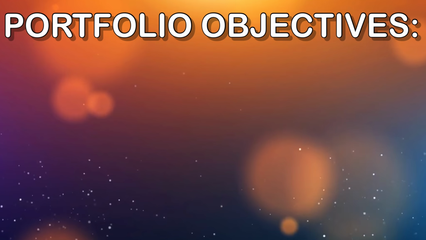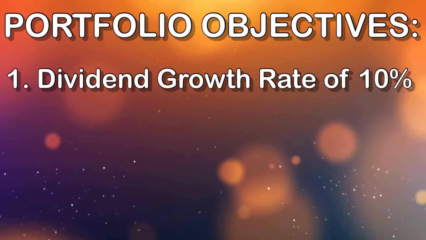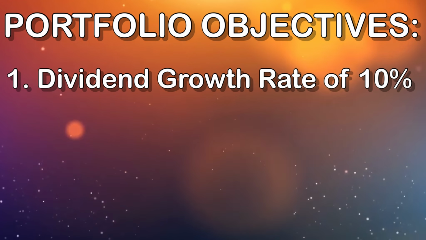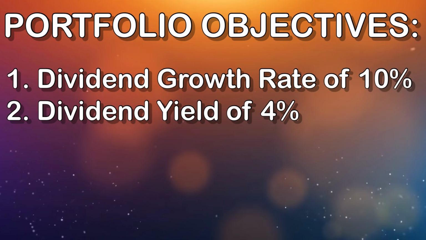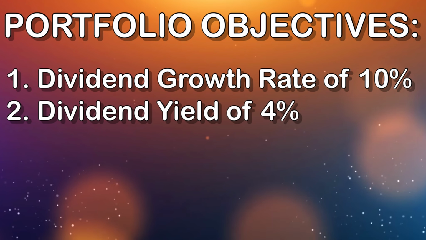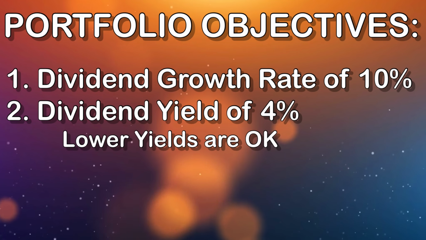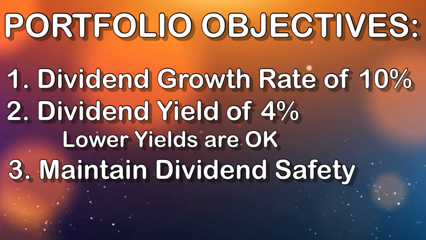Just as a recap, the goal, if we can achieve it, if we can get as close as possible, is to have a dividend growth rate as close to 10% as possible year over year. And we want to have a yield of 4% ideally, but we realized in the results from the previous video that we can start with a lower yield and still achieve amazing results. And we also want to keep in mind dividend safety, which we will cover in this video.